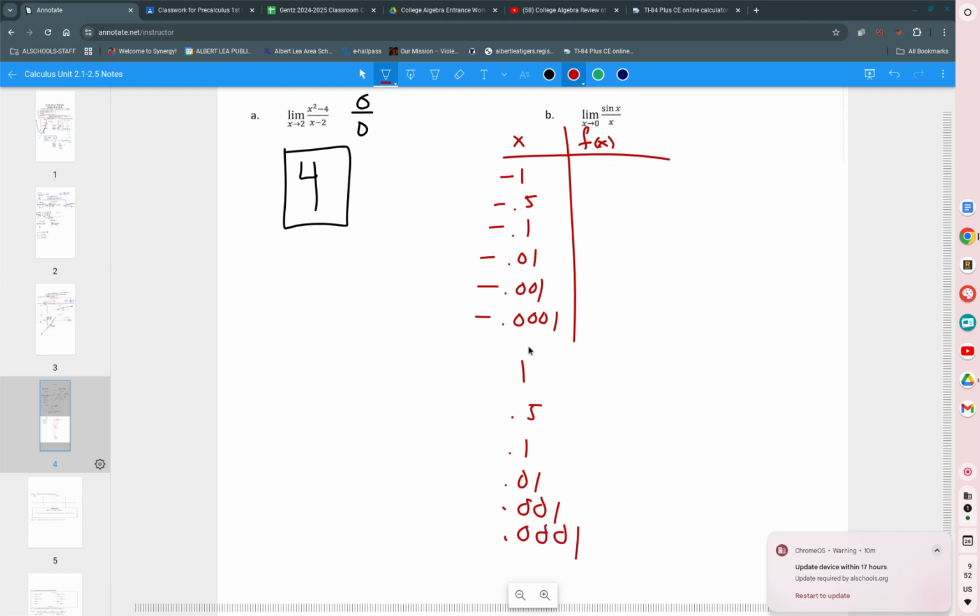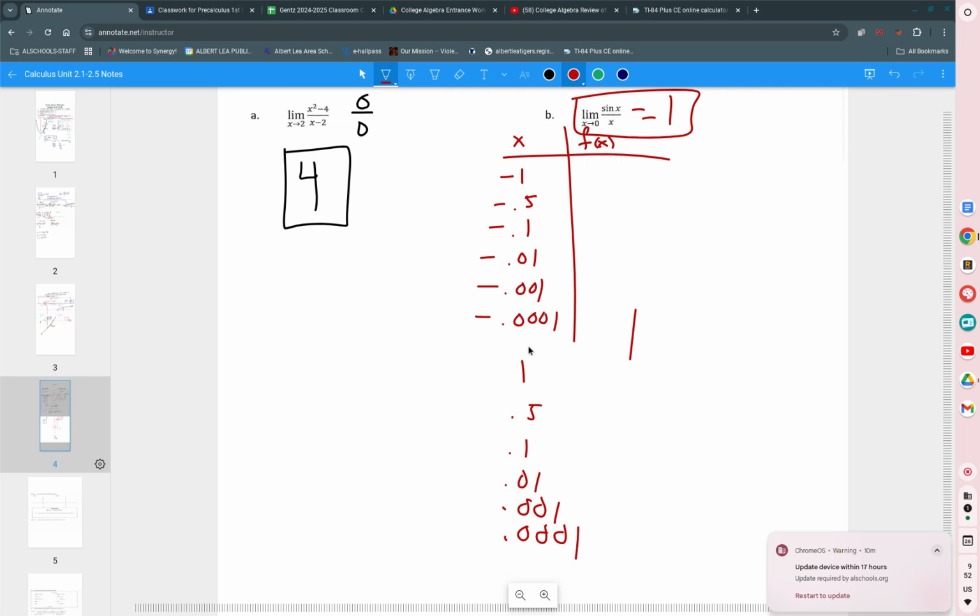Okay, so these are the values I'm looking for you to approach with, somewhere around there. But eventually we get very, very close to zero, so negative 0.001 and positive 0.0001. Either way, the limit is 1. And this is actually an extremely important limit that we use throughout the rest of calculus. We'll come back to that quite often.